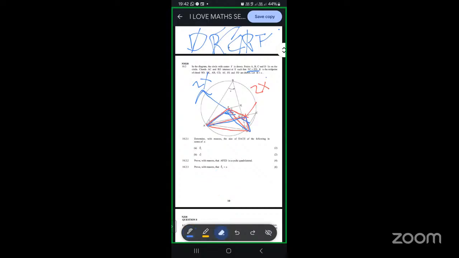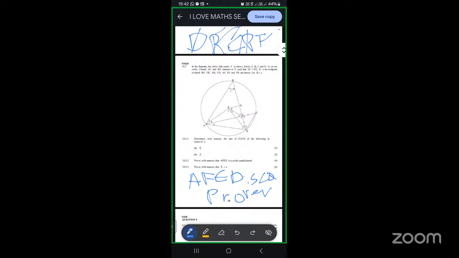Then just erase. We go to the last question of this part. Now we are required to prove with reasons that F3 at the center is equal to x. So what can we do now? Okay, we now know that we can just say AFEC is a cyclic quad, your reasoning being proven in 10.2.2. Okay, that's your first statement and the reason.